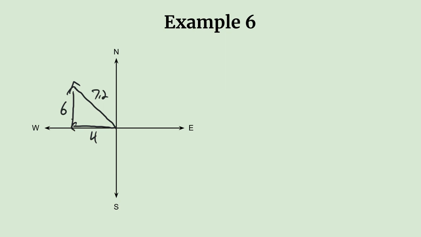So because this is a right triangle, we can then do any one of our trig functions to figure out what this angle might be. So let's do tangent of theta equals 6/4. Take the inverse tangent of both sides. And we get theta equals 56.3 degrees.